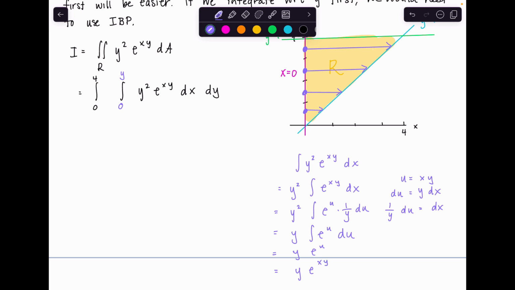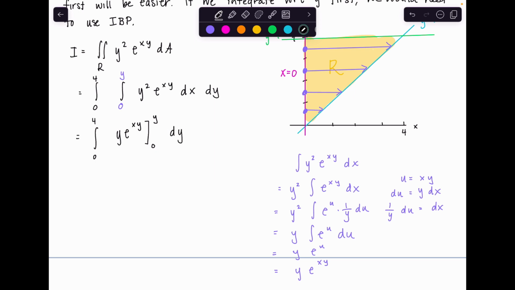Okay. But again, you don't need to do this off to the side. This is just treating y like a constant. So the antiderivative of e to the xy is e to the xy divided by y. And so when you have that y squared out front, it ends up being y squared over y. But if you need to do it off to the side, absolutely. So here, the inside's antiderivative is y e to the xy, evaluated from 0 to y.